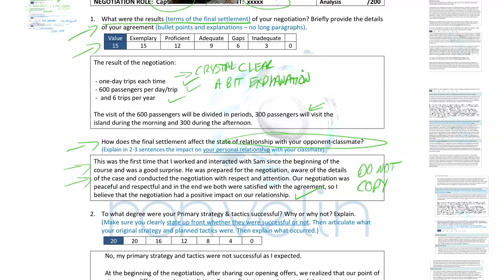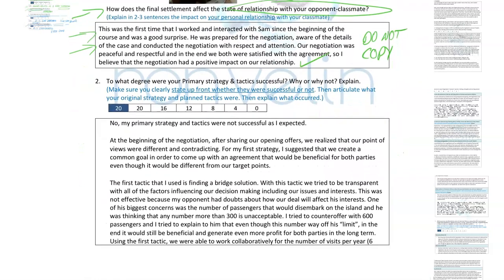Let's move on now to question 2. To what degree were your primary strategy and tactics successful? Why or why not? Again, it's important to read this blue part here that clarifies things. Make sure you clearly state up front whether they were successful or not. Then articulate what your original strategy and planned tactics were. Then explain what occurred. And by planned, again, we're talking about your primary strategy and tactics. And since no plan works perfectly, what we're looking for here is your description of how they unfolded.